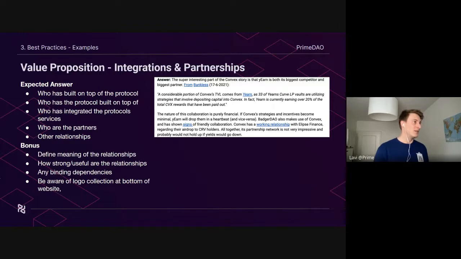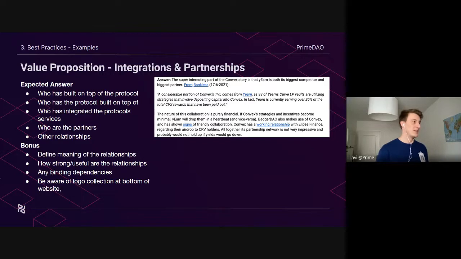Yeah, integrations and partnerships. Again, I think I explained quite a bit of that already before. So we want to see who has built on top of the protocol, and vice versa, who has the protocol built on top of, right? Two different things, and the first one is more important. The more I've built on top, the better. Who has integrated its services, who are its partners, and other relationships.